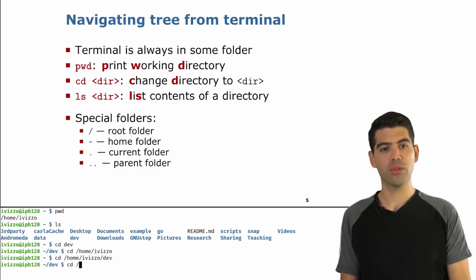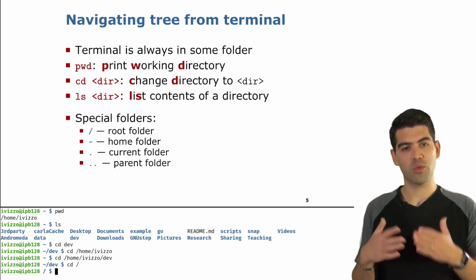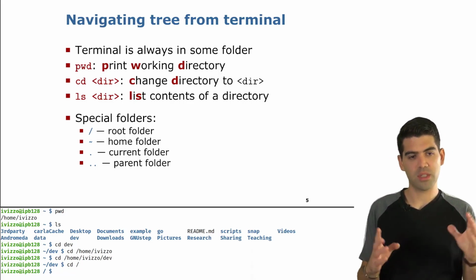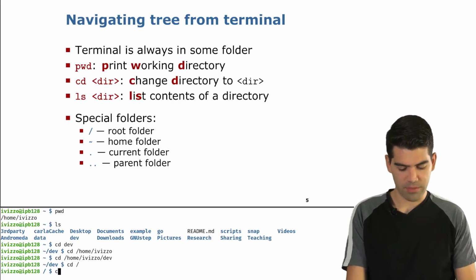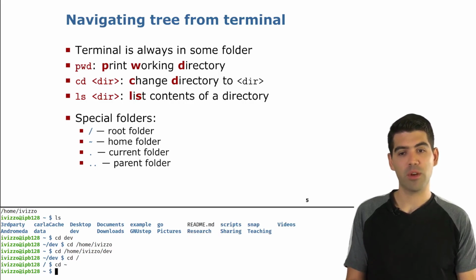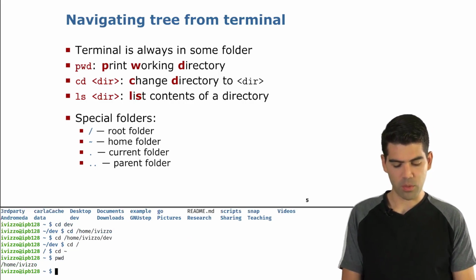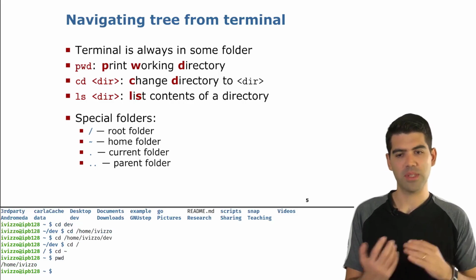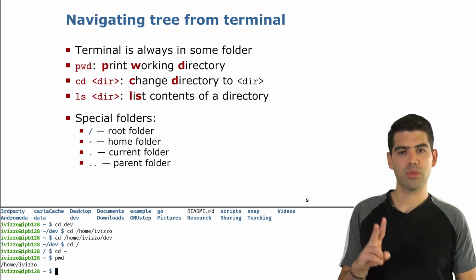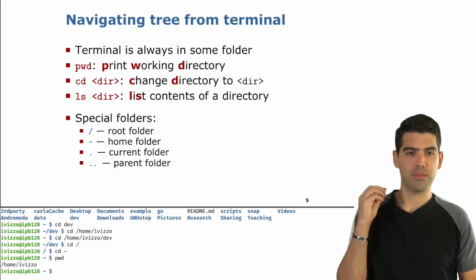So if I go to just the root, I'm going to be on the first point of my operating system, on the file system. And then if I, for example, go to the tilde, this tilde is basically an alias for my home directory. So if I do print working directory now, I'm basically on my home directory. And then the last two are basically the current folder and the parent folder.